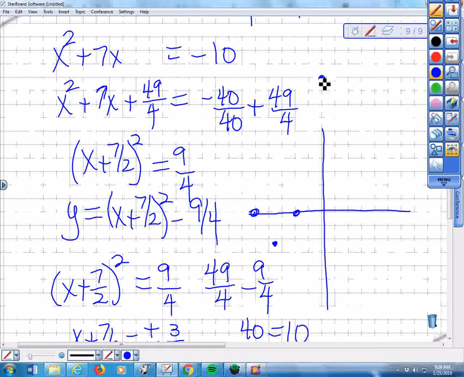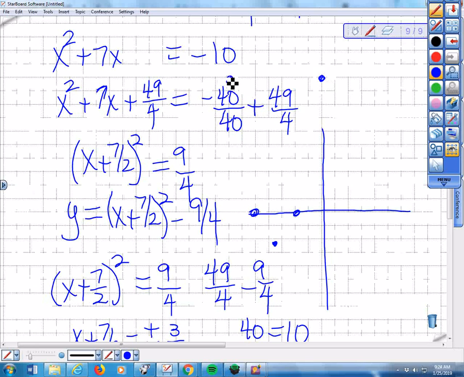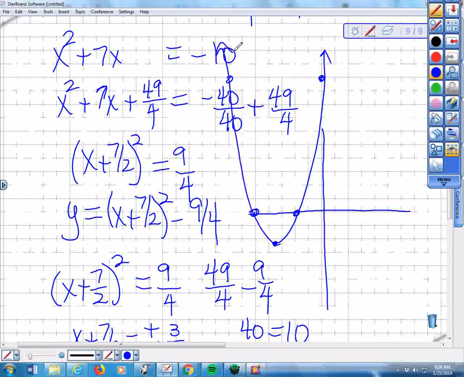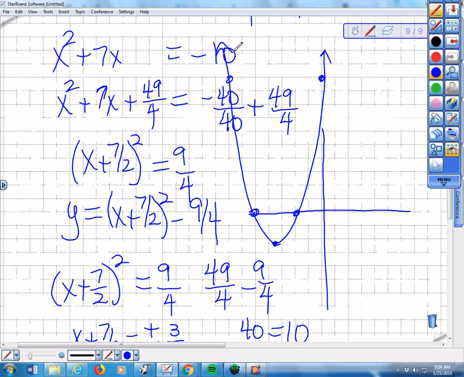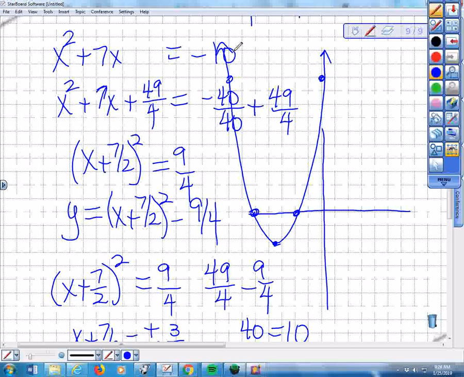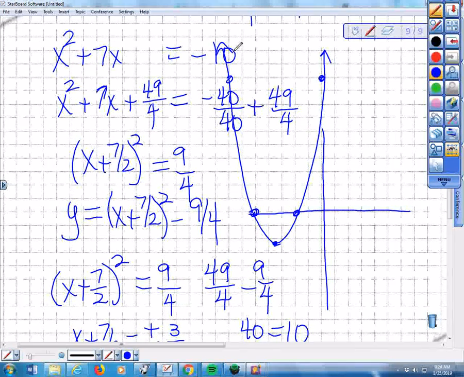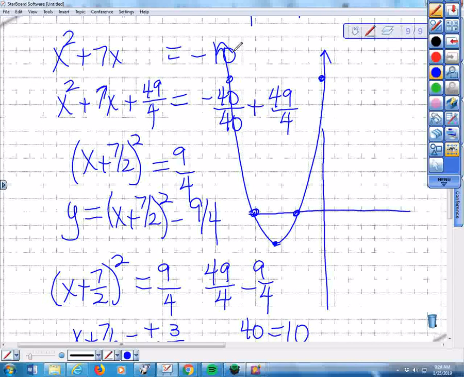Mirror it over, wherever that is, and connect them. I have my parabola 3 different ways. And the process is different for every one you're given. If it's in standard form, you know certain things. If it's in vertex form, you know certain things. If it's in intercept form, you know certain things. To find the other things is a different process.